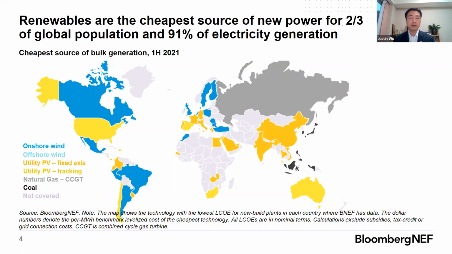So in some ways, when all these countries are trying to build new electricity sources, they see that either wind or solar is the cheapest source versus going for fossil fuels. So that's been a very dramatic change in the last 10 years or so.